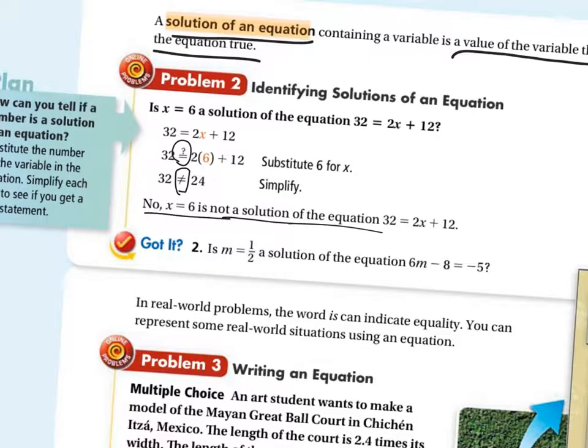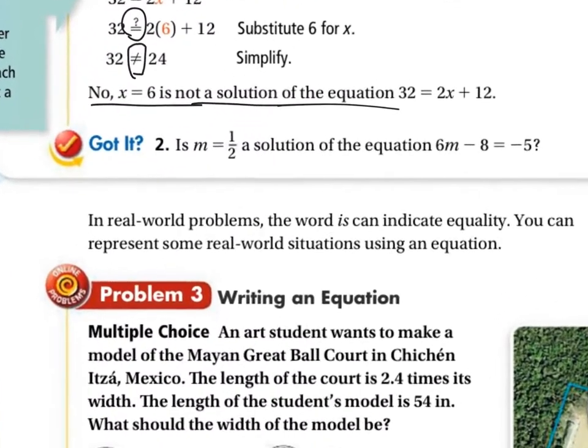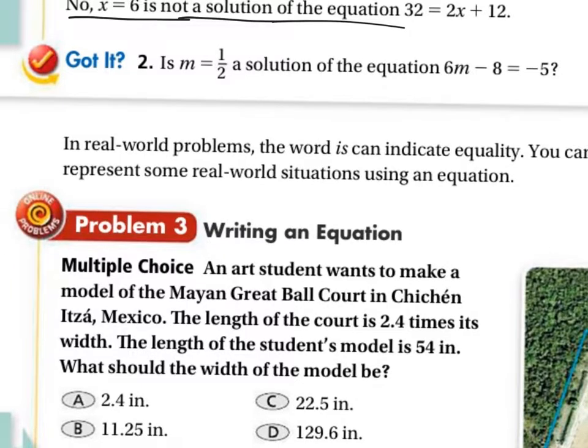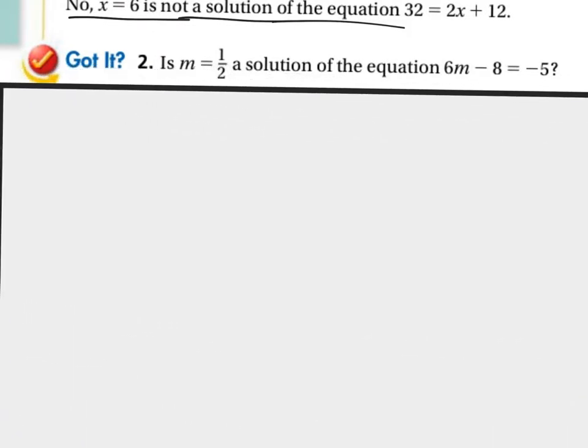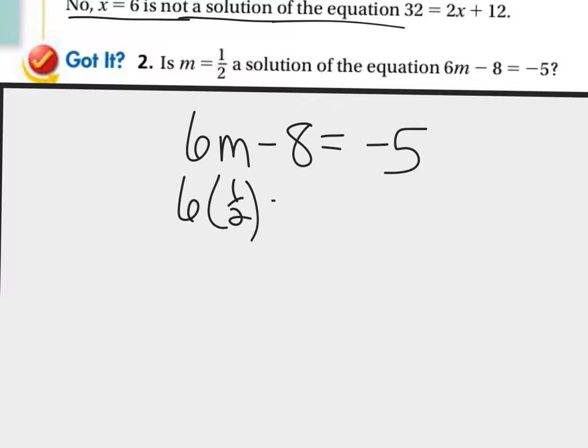So same idea if we look at the got it 2. They're asking whether this is a solution. So again, it's basically just substituting in that one value. I mean, you could actually solve the equation and then see if your answer ends up being 1/2 or not, but okay, so once we substitute it in, I really should put a question mark there right away.